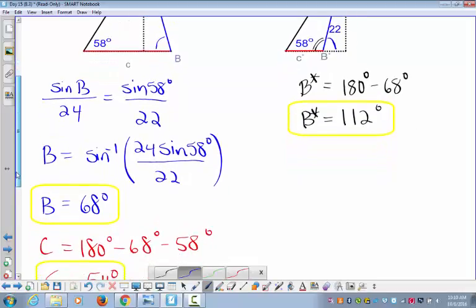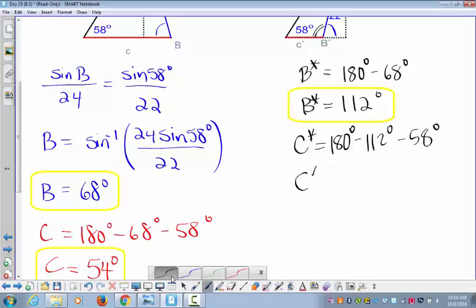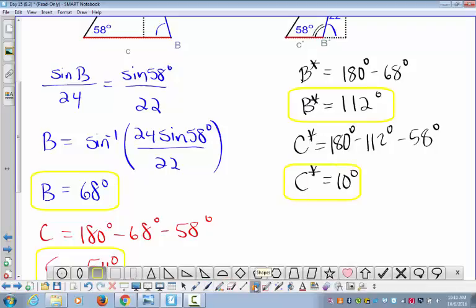Then we'll go in the same order here. Now we'll find C star. So C star with the subtraction property. So it looks like 10 degrees. 10 degrees. And then we solve for the side opposite angle C star, which we call little c star.